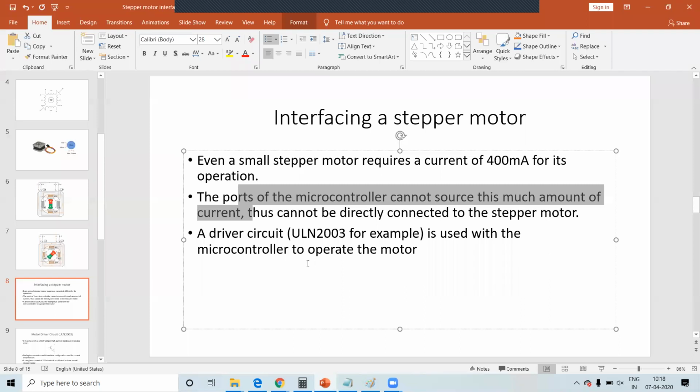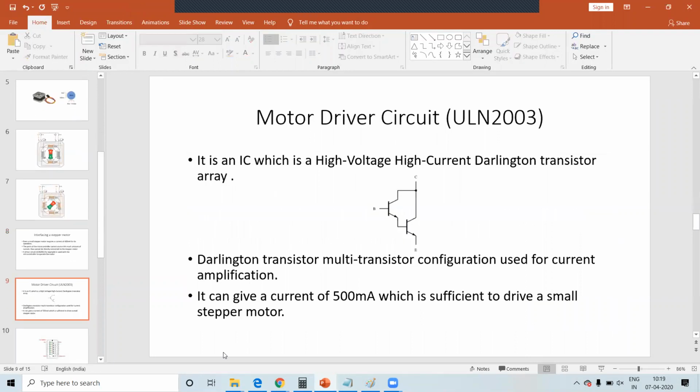For that purpose, we require a driver circuit as an intermediate unit between 8051 and the stepper motor. There are many driver circuit units. In our college, we have ULN 2003. This ULN 2003 is an IC which is a high voltage, high current Darlington transistor array.